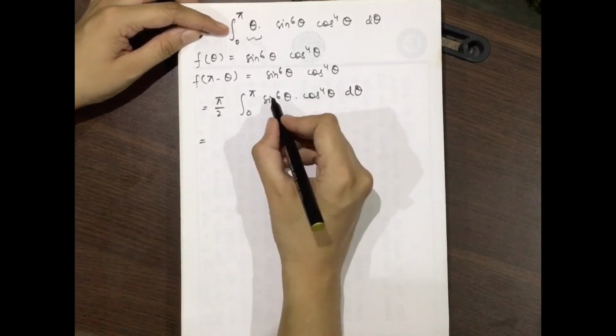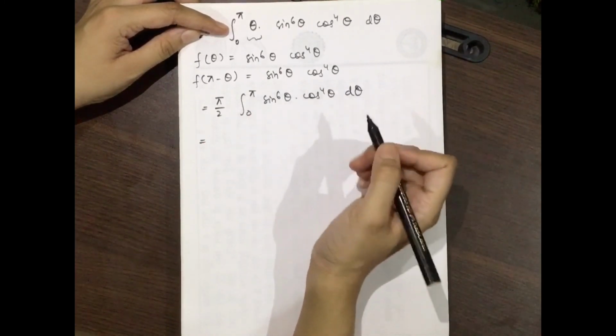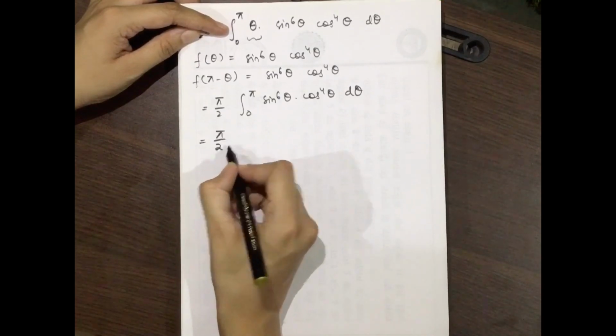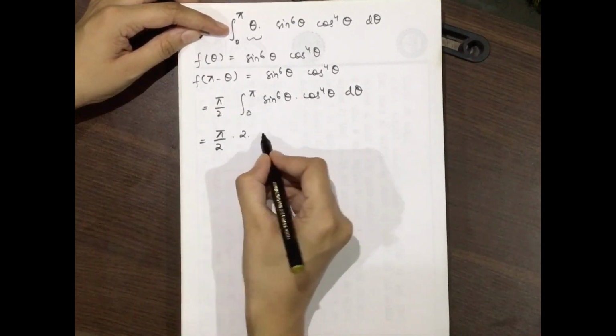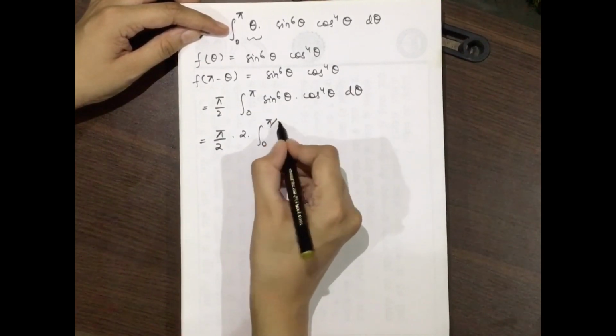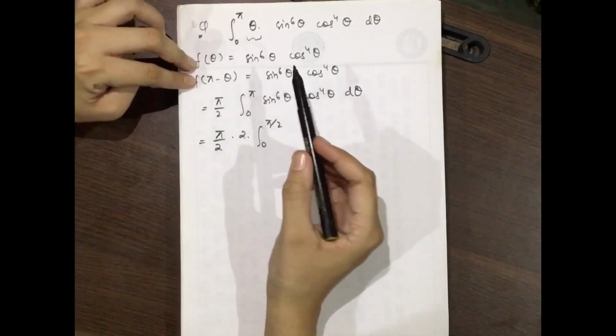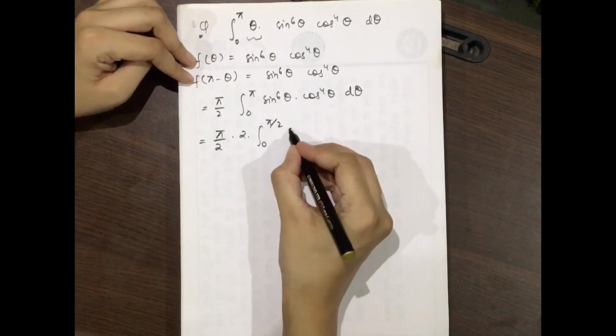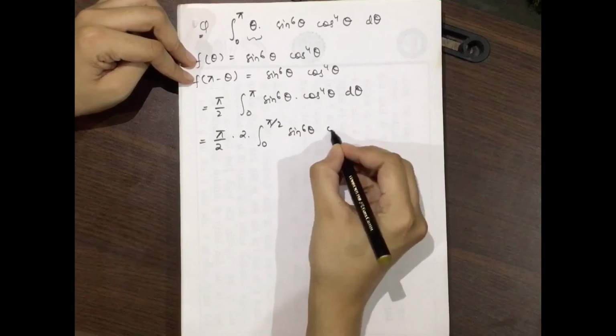Now again we can easily apply another formula where the limit is getting halved. So pi by 2 into 2, 0 to pi by 2 sine to the power 6 theta and cos to the power 4 theta, and now you can easily solve it further.